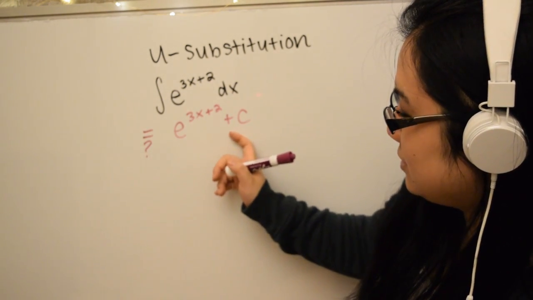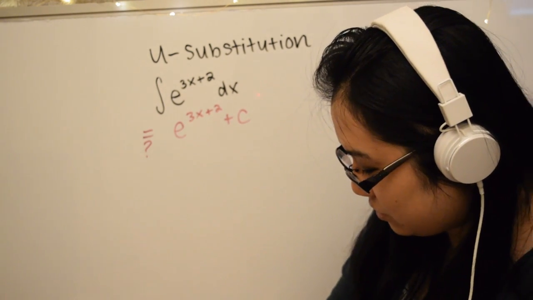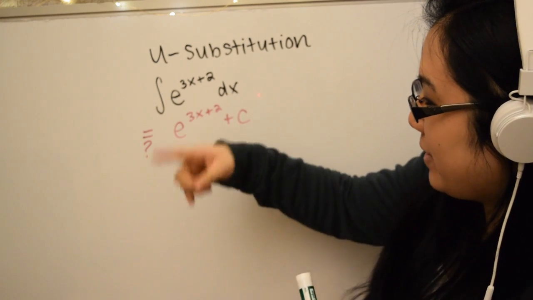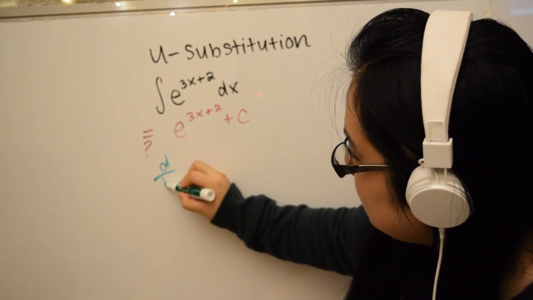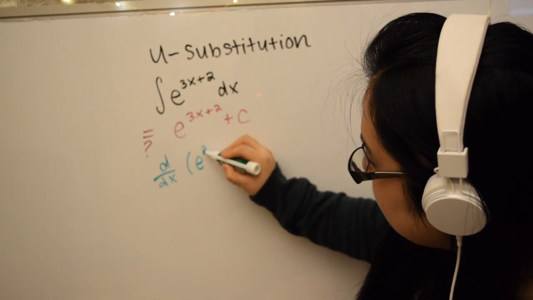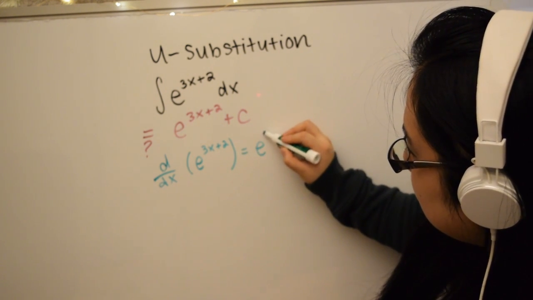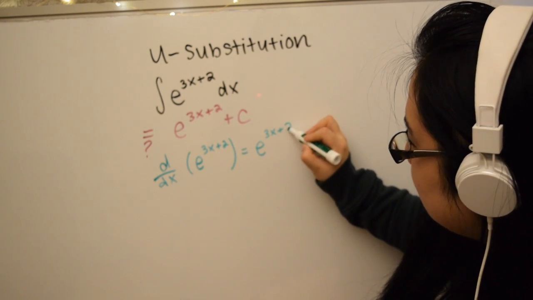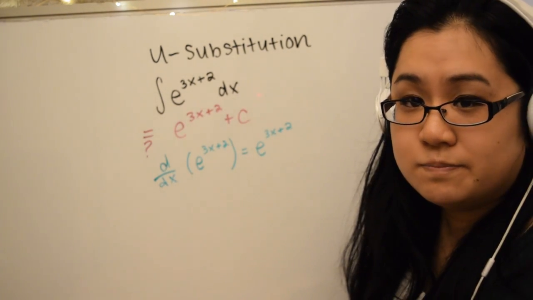So how do we find the derivative of this? When we go, oh, e to the something, I know the derivative of that, so we're going to go backwards to check our answer here. So d/dx, which is the derivative, of e to the 3x plus 2. So we get e to the 3x plus 2, because the derivative of e to the something is that. That's it?